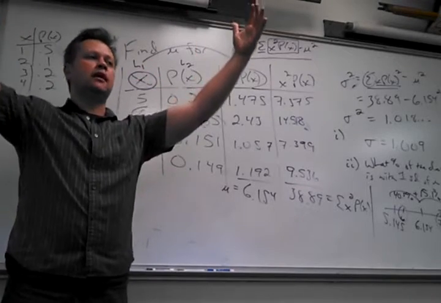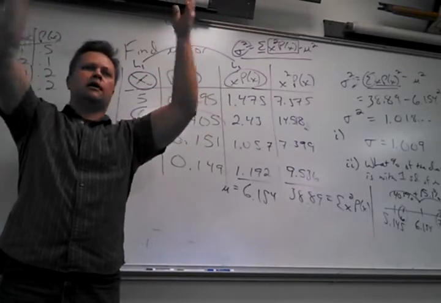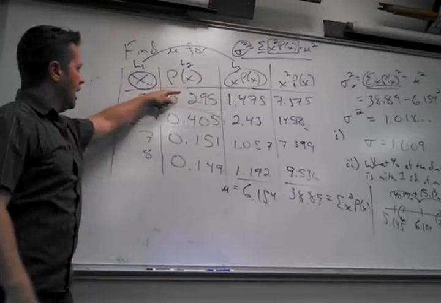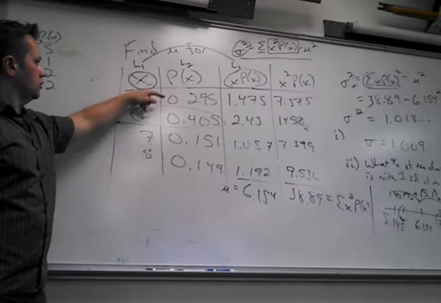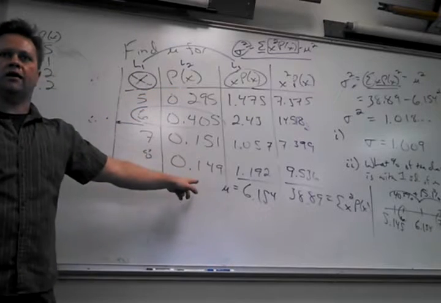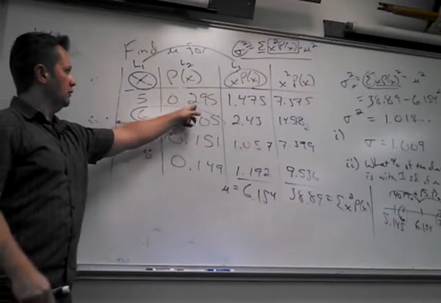When I gave you a list of data, you had to count and then divide by the total. We already have percentages made for us. There's not 4 data points up here. There's thousands possibly, right? 295 fives and so forth.